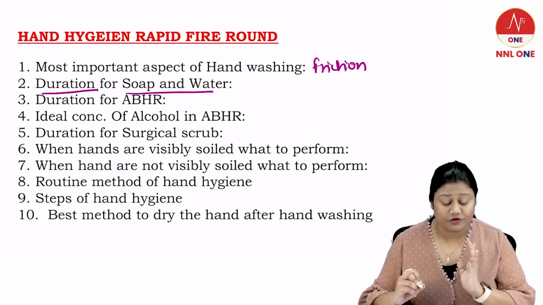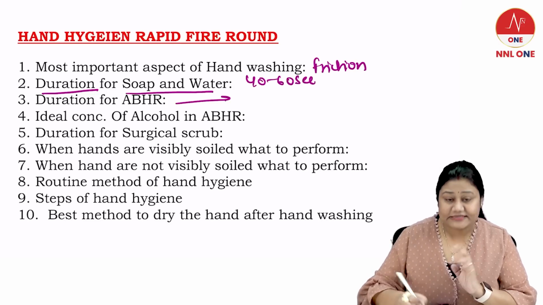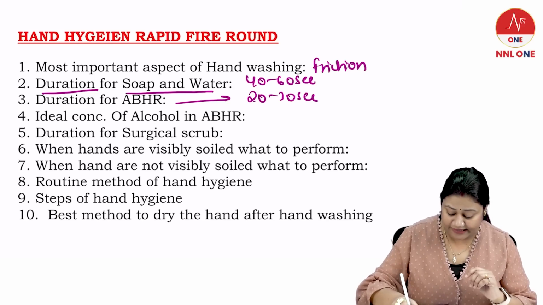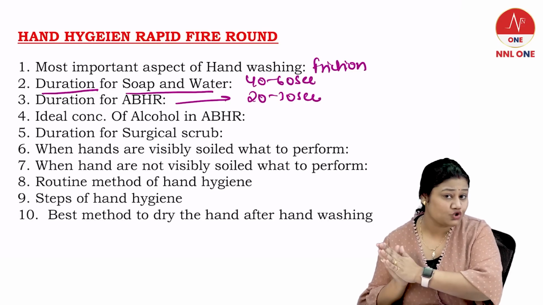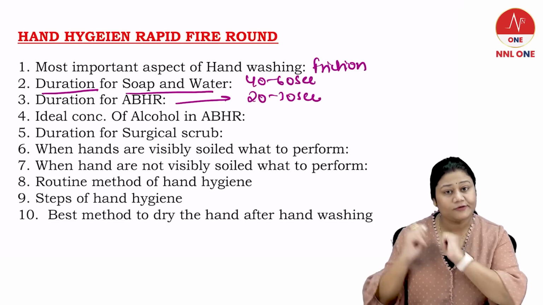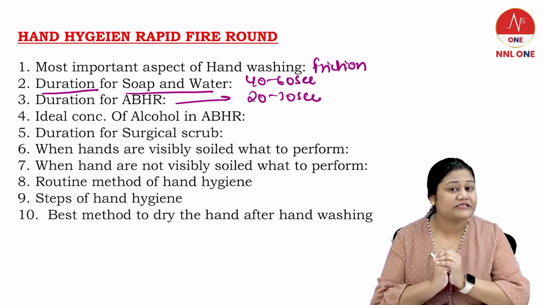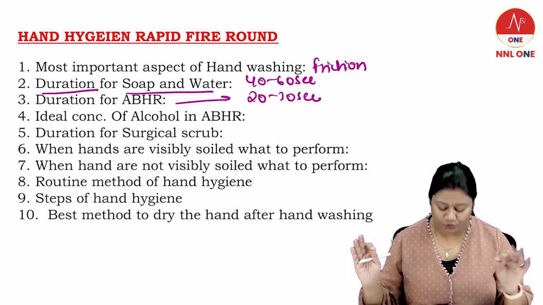Now this is a very important question. What is the duration for soap and water? We know it is 40 to 60 seconds. What is the duration of alcohol-based hand rub? We know it is 20 to 30 seconds. So when I am doing hand washing with soap and water, the time will be 40 to 60. When I am using alcohol-based hand rub and performing hand hygiene, the time duration will be 20 to 30 seconds.